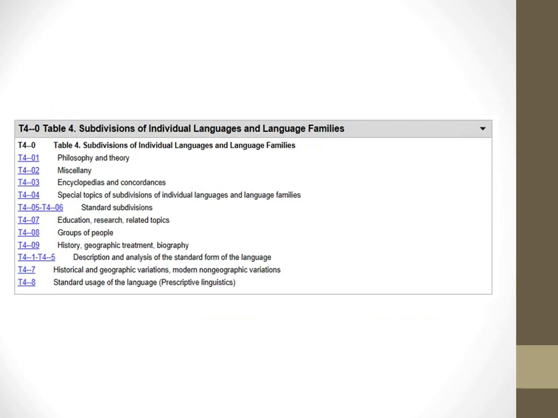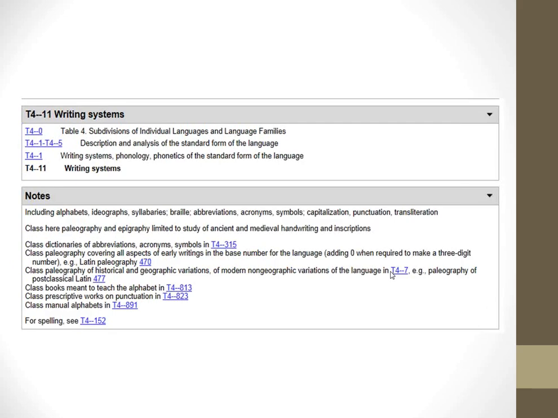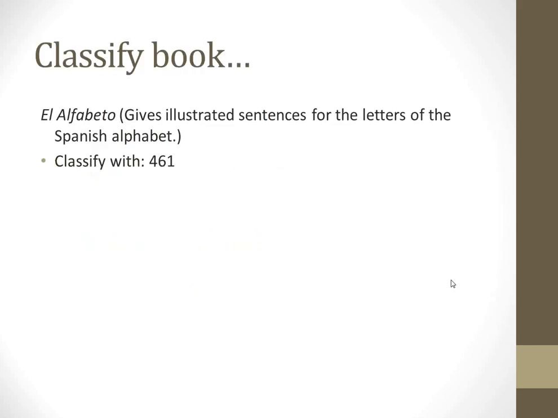If you're actually looking up in Table 4 to build a number, you have to know that description and analysis of the standard form of the language is where you're looking, and that writing systems fall under there. So I would classify this with 461. Are there any questions about Table 4?